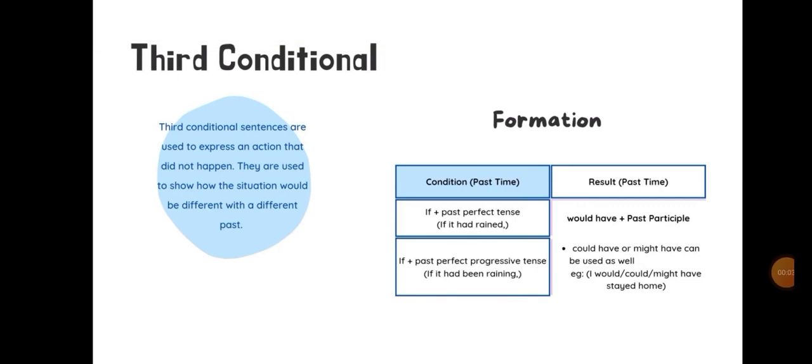For the formation of third conditionals, in the conditional clause we are going to use the past perfect tense and or past perfect progressive tense. And in the result clause we are going to use would have plus past participle. Past participles are the third forms of the verb. Could have or might have can also be used as well. Here: I would, could, might plus have stayed home.